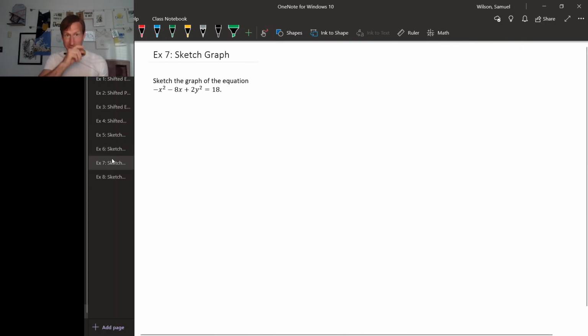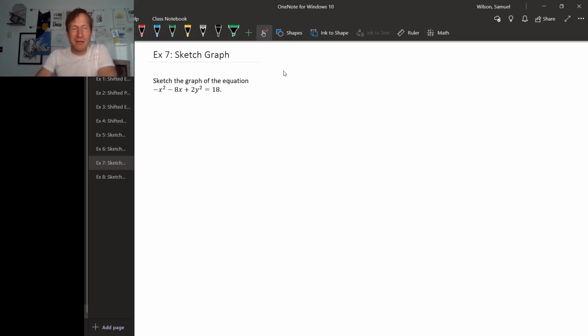Okay, let's look at another example. Let's sketch the graph of this equation, minus x squared minus 8x plus 2y squared equals 18. Let's see, which type of conic section might we expect? It looks like both variables are squared here, so not a parabola, either a hyperbola or ellipse. And because there's a minus sign on one of the variables, it seems like probably we're going to end up with a hyperbola. That would be my guess.